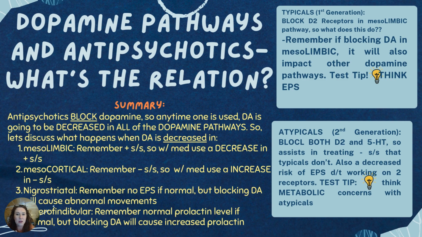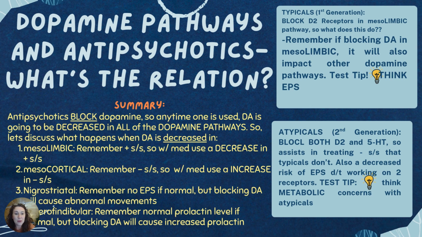So off to the side here, you'll see we have our typicals, our first generation. You're going to want to remember this. So our first generation of antipsychotics are going to block strictly the D2 receptors in all of the dopamine pathways. But I want you to remember, if you're blocking the dopamine in these areas, the mesolimbic, that is our goal, that's what we want to do first, it's also going to hit the other dopamine pathways as well, which can cause issues that we just discussed.